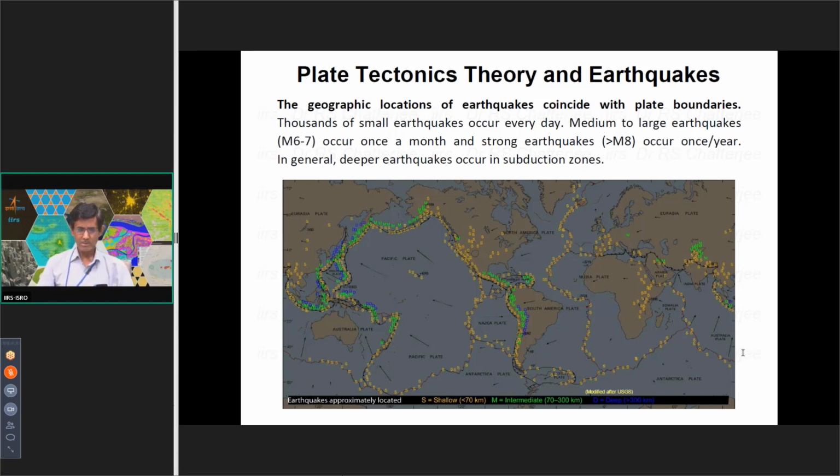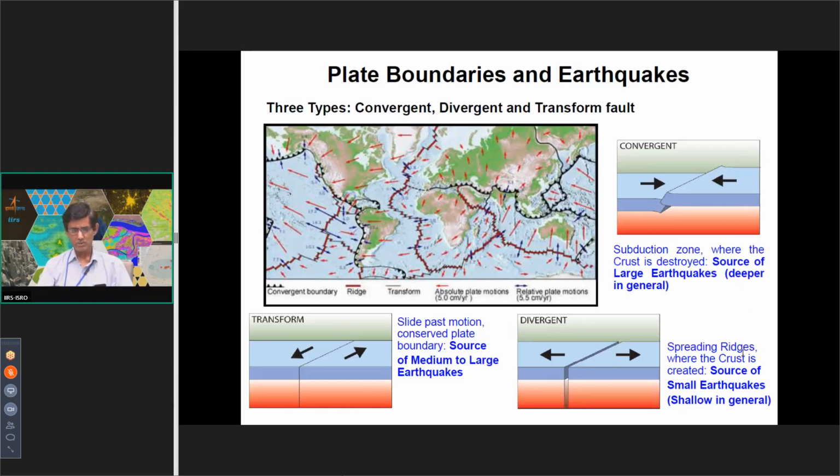What is observed, as I was telling you, is that thousands of small earthquakes occur almost every day, and medium to large earthquakes, with moment magnitude 6 to 7, occur almost once a month, whereas strong earthquakes, where the magnitude is more than 8, occur once a year in general. The shallow, intermediate and deep earthquakes occur at different kinds of plate boundaries. In general, the deeper earthquakes occur in the convergent plate boundary or in the subduction zones.